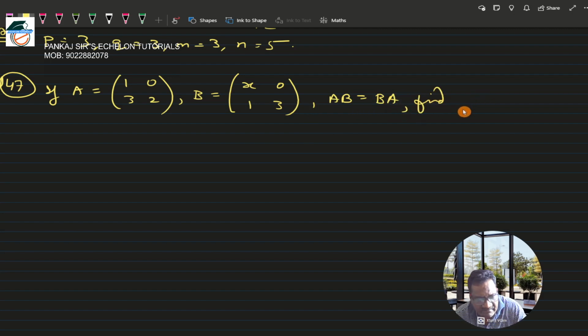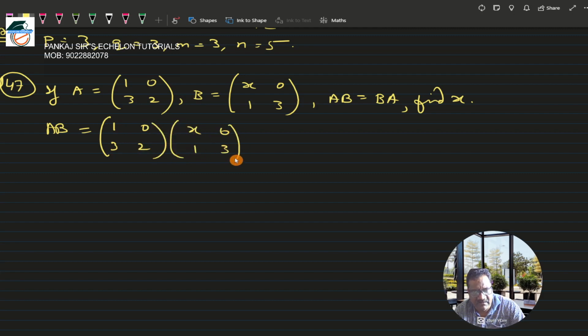Find x. So the matrices A and B are given to you, and he is saying that AB and BA both are equal. So let us find out first AB. AB will be, you'll have to write the matrix A first. The order should be proper. A and then the matrix B. Now this product will be what?